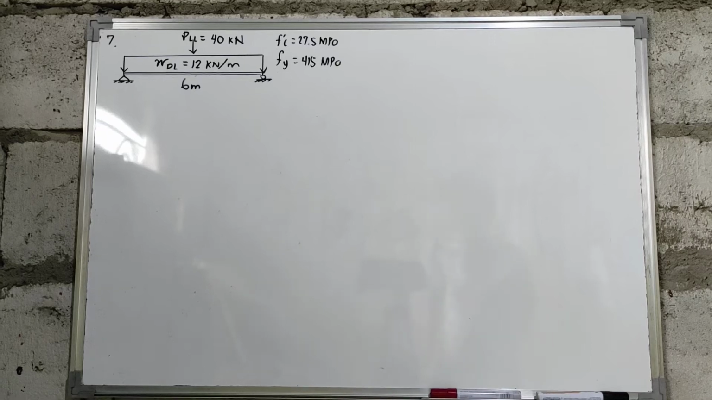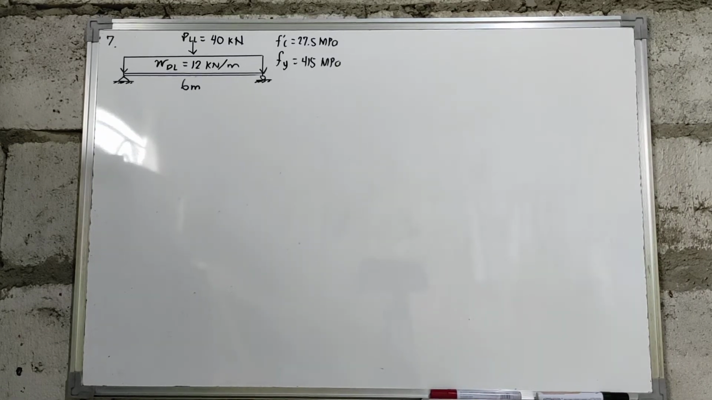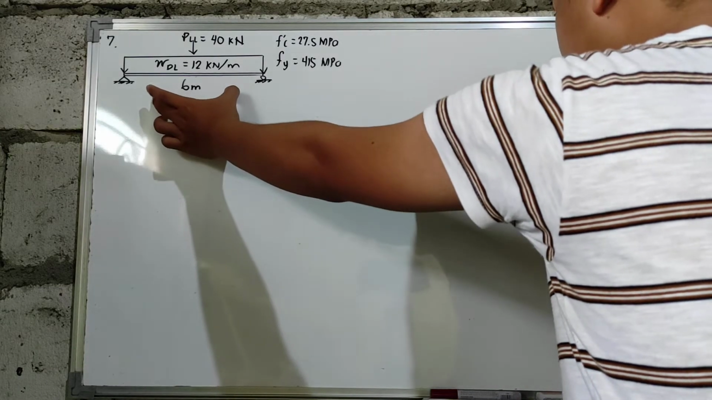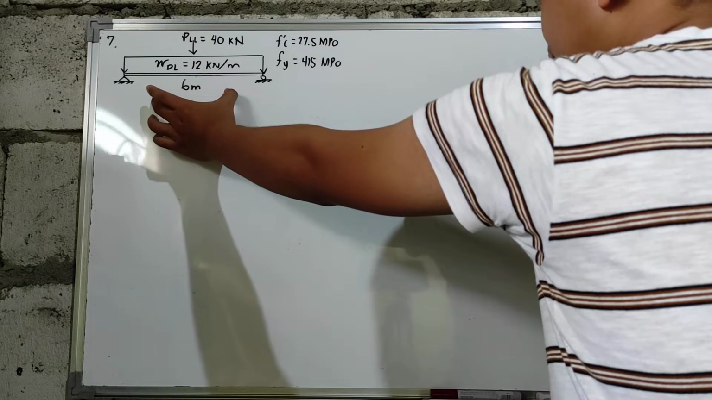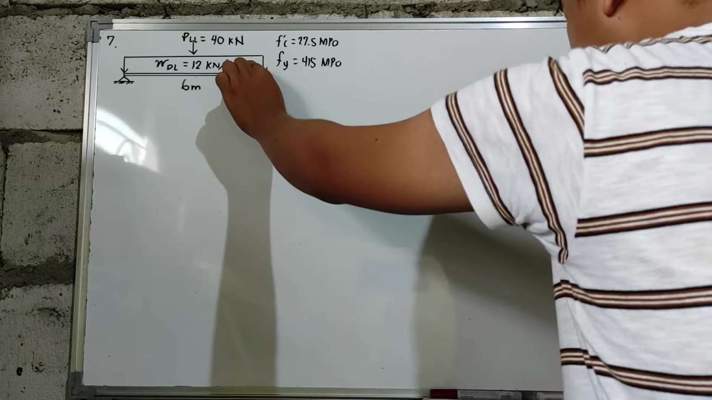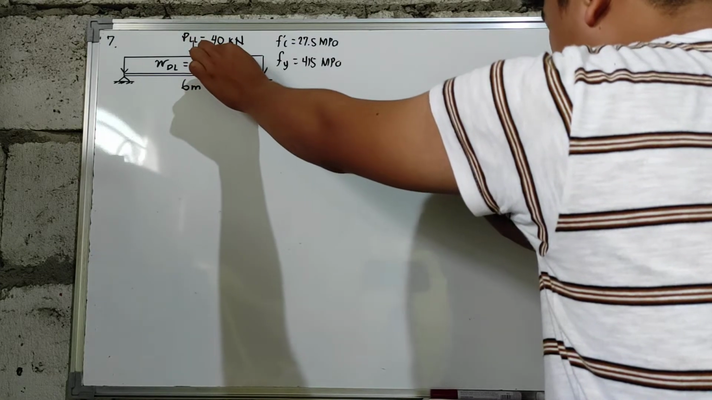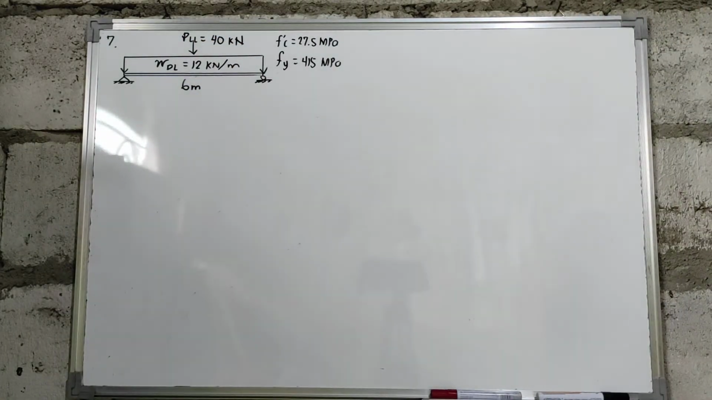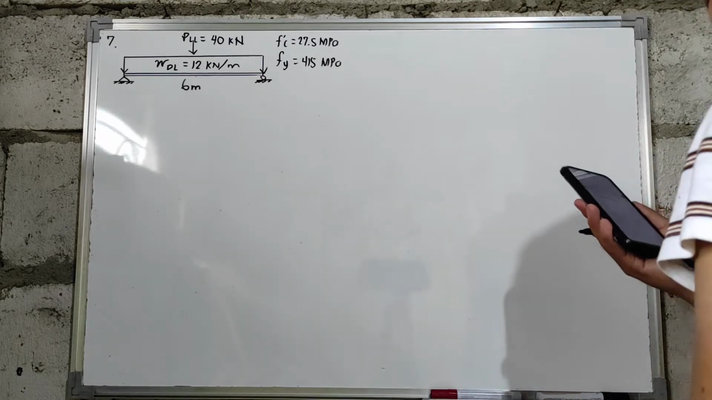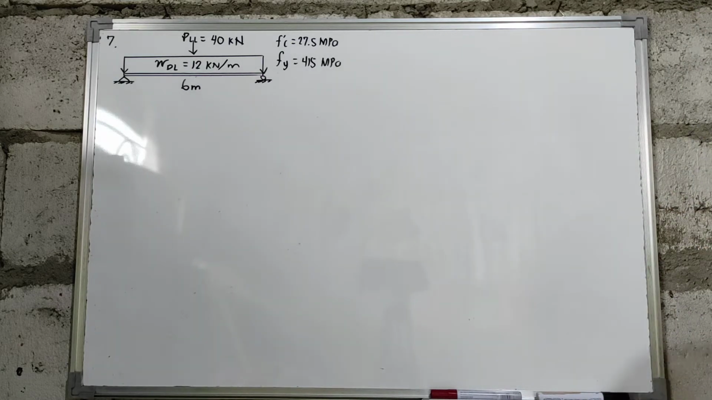Let's now move on to sample problem number 7. So we have a simply supported beam which has a span of 6 meters and carries a uniform dead load of 12 kN per meter and a concentrated live load of 40 kN at midspan. Design the beam for flexure alone using NSCP 2010 or 2015.